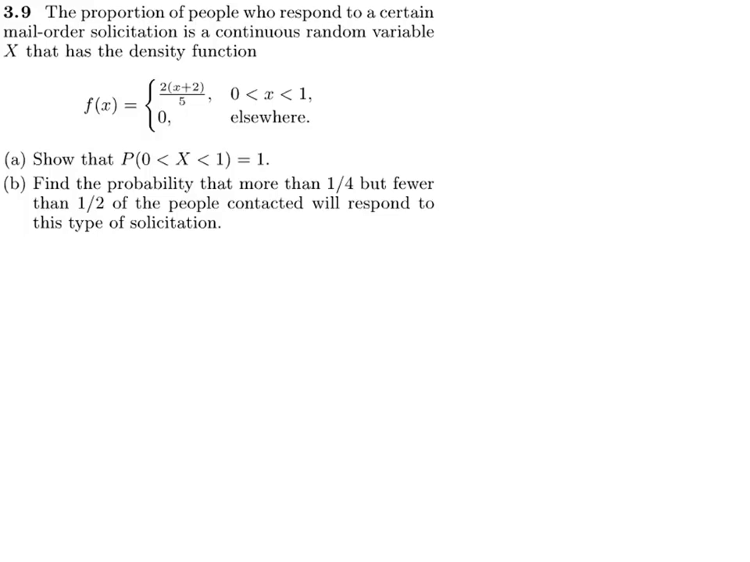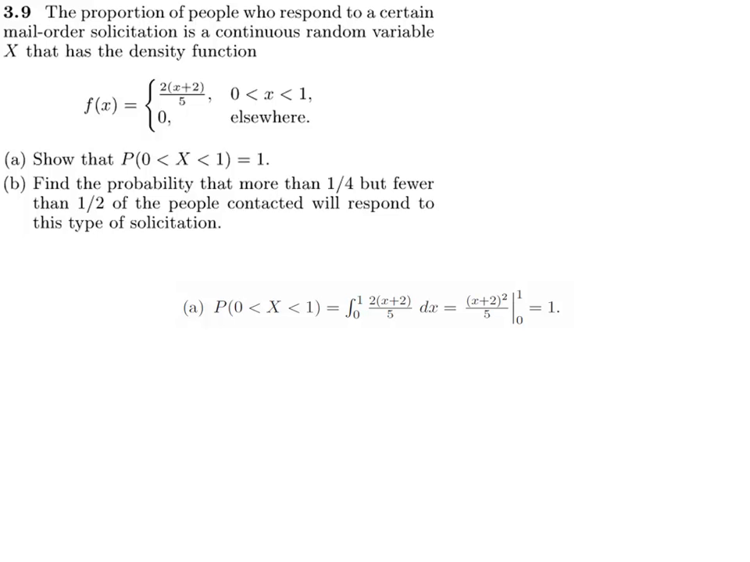Second, the proportion of people who respond to a certain mail order solicitation is a continuous random variable x that has this density function. And the question is asking to show that the probability from 0 to 1 equals 1. So for that, you just integrate. For this case, we only have one function, which makes things easier. It's defined from 0 to 1. So if you integrate for those limits, you'll find that that integration gives you 1. So that's the only way to show that it equals 1. Questions?